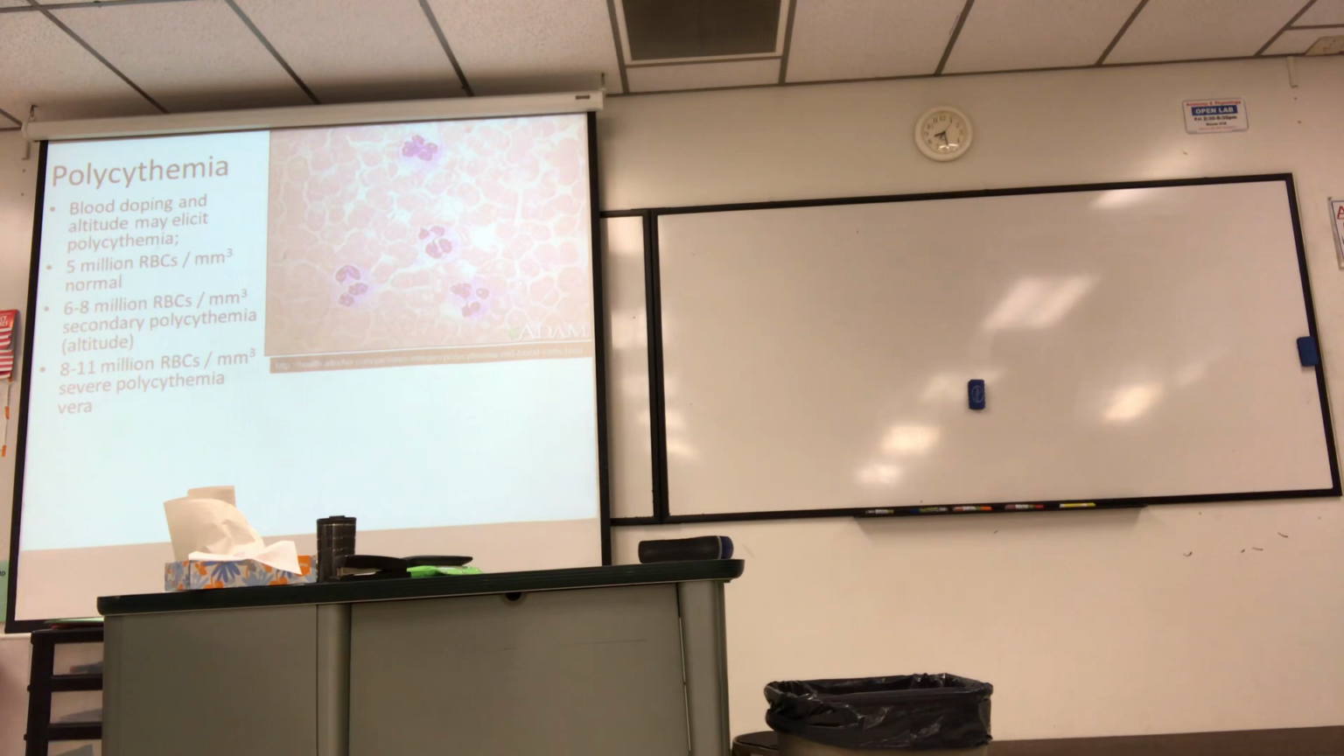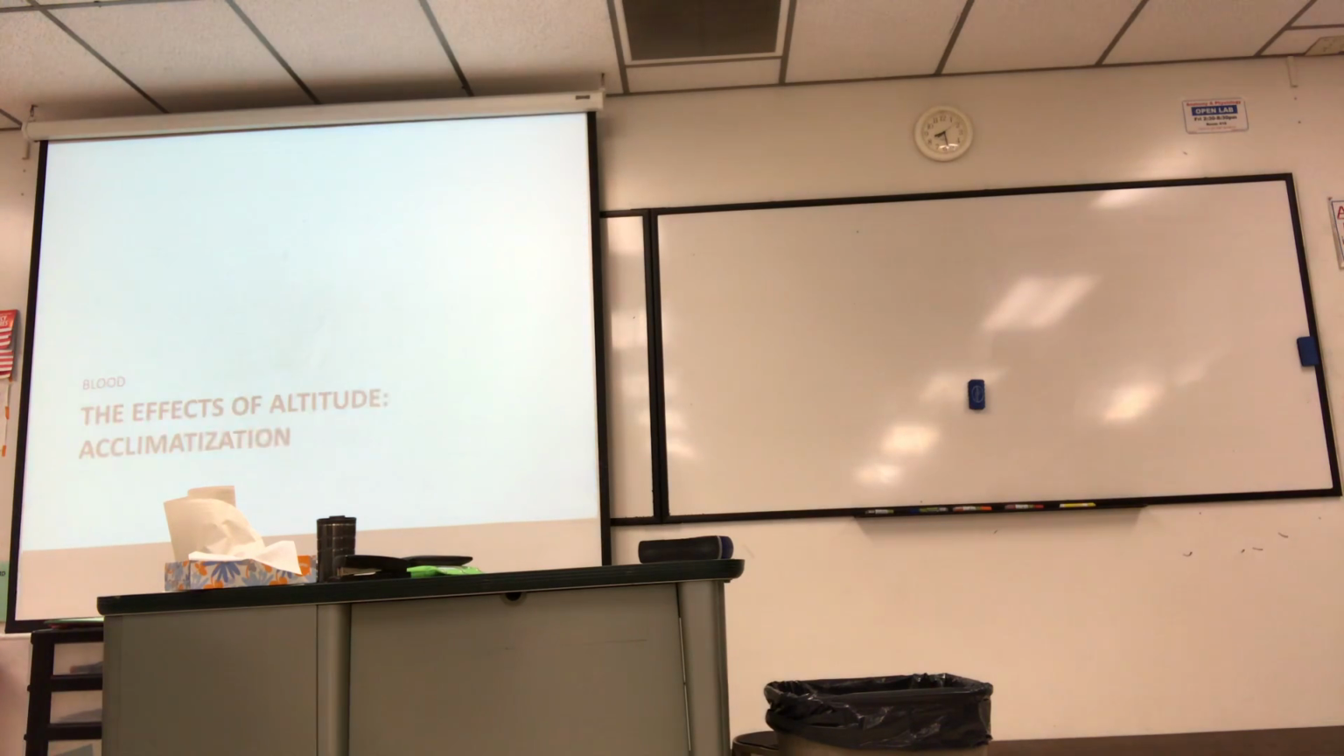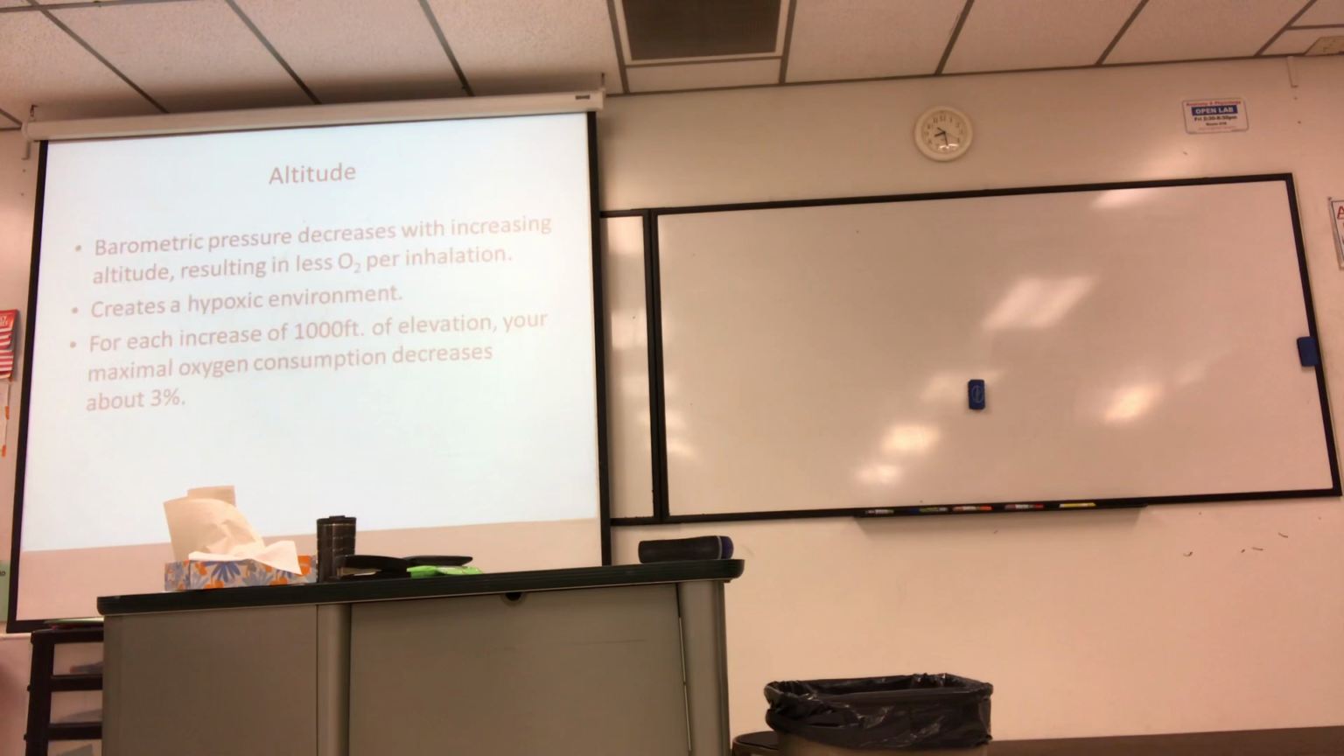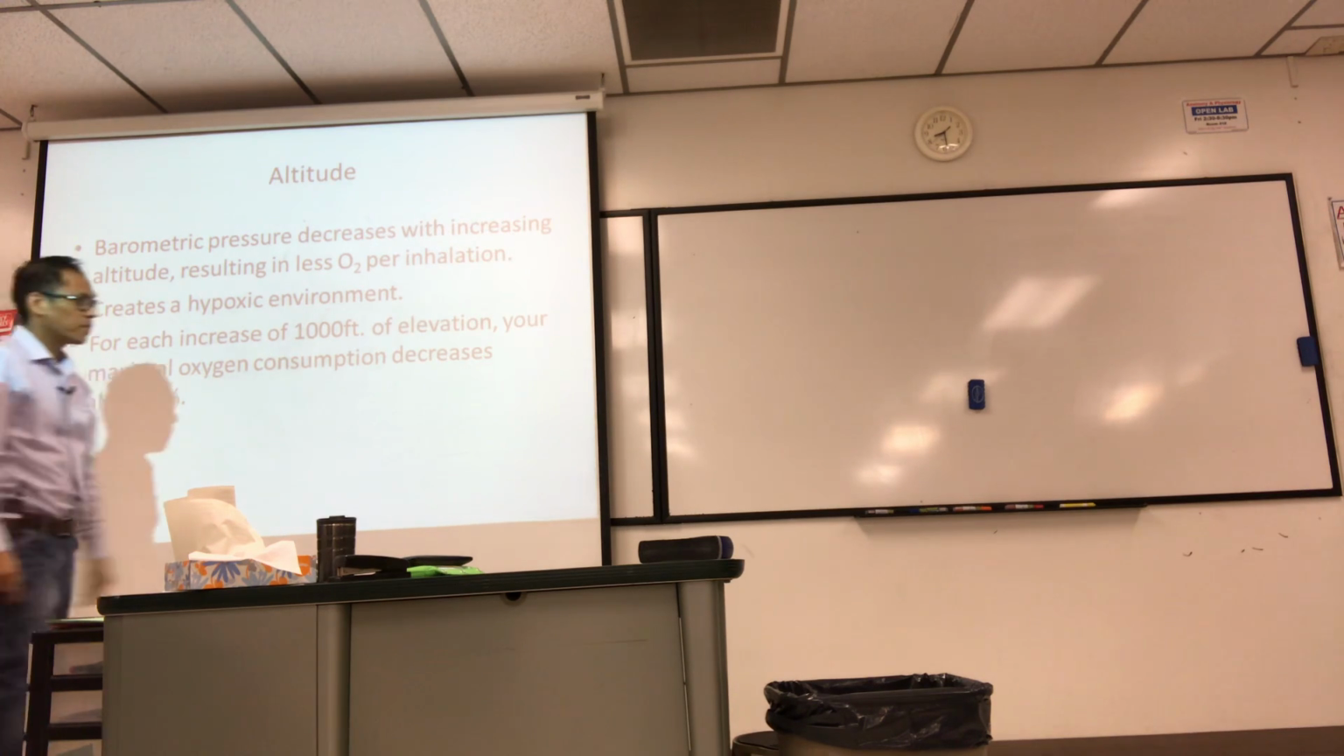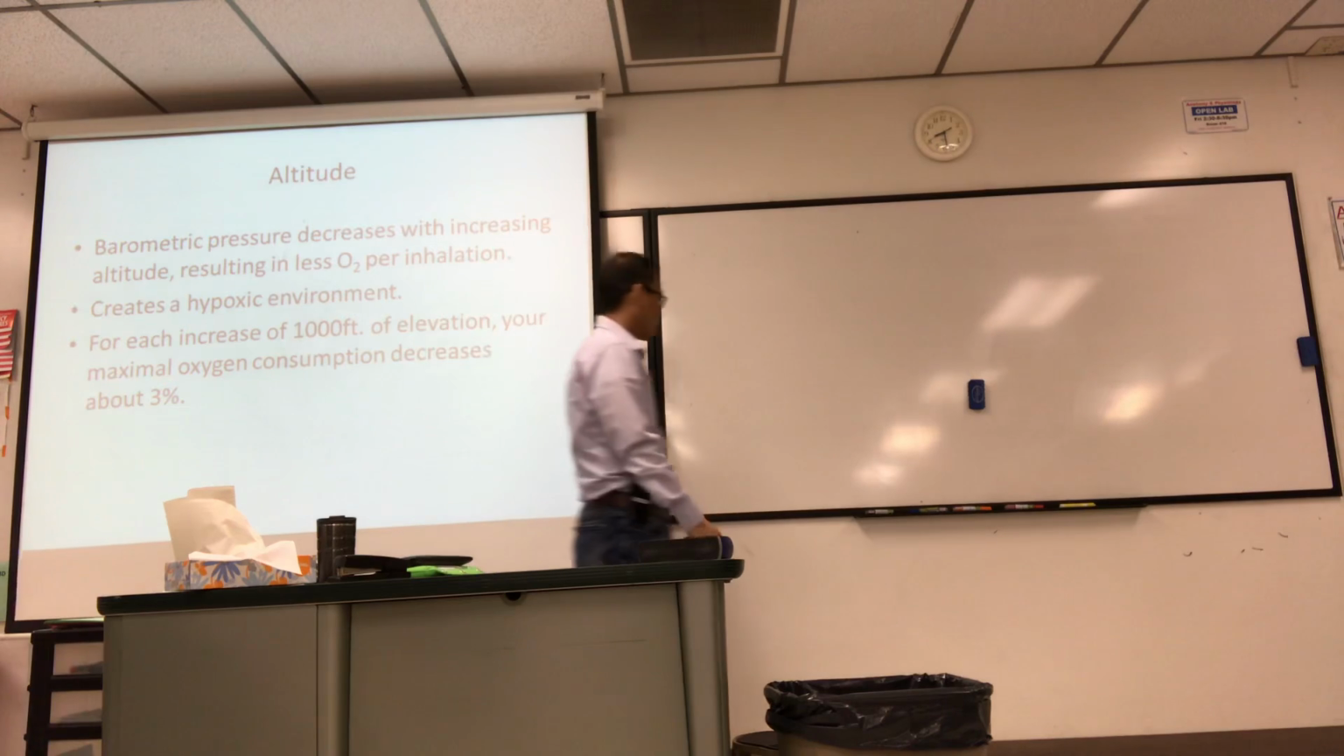I'll have a slide on that later, but first, if you just live at altitude, there's something called acclimatization. Your body adapts to make you operate better in the thin air. Altitude is like driving up to Lake Tahoe. Barometric pressure decreases with increasing altitude because we live at sea level, under the atmosphere. We call it one atmosphere. A big column of air is on top of you, pushing down on your body.